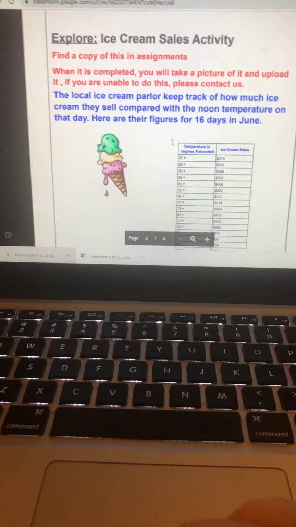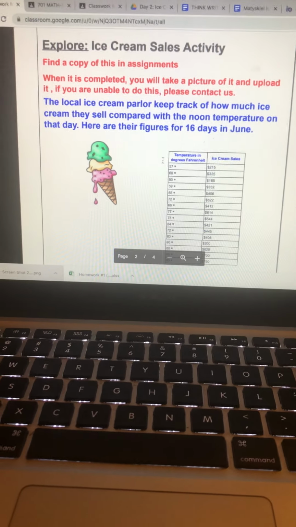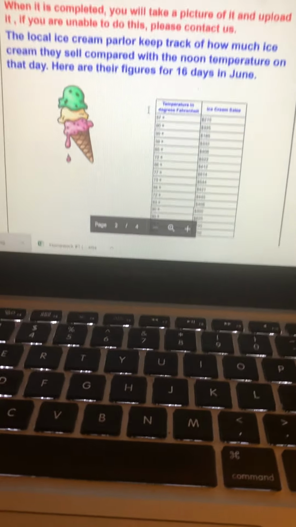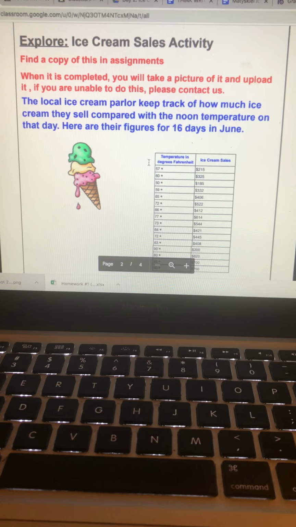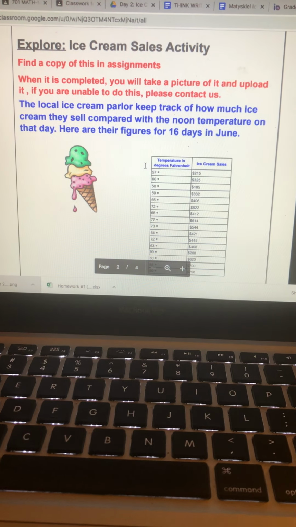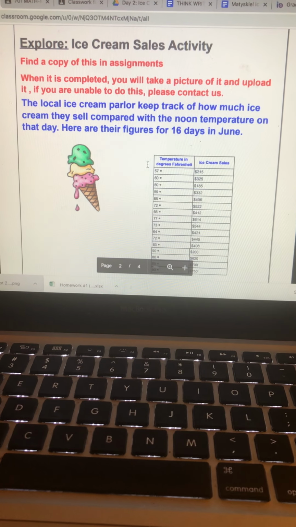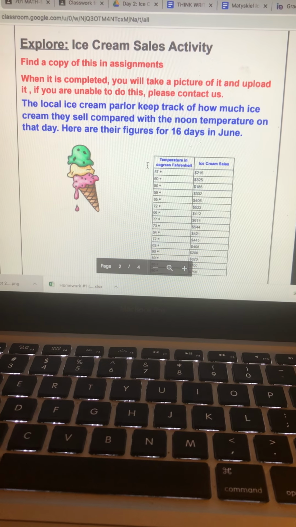Once you're done with that, you're going to move on to the second activity. This activity is the ice cream sales activity, where you're going to find a copy of this assignment in the classroom. I'll go to that in a second. I just want to explain to you what the assignment is.